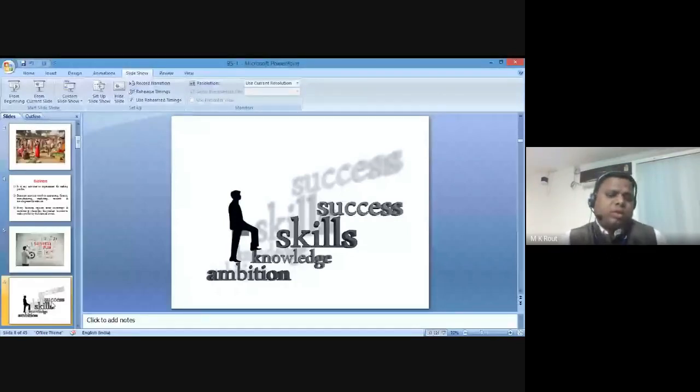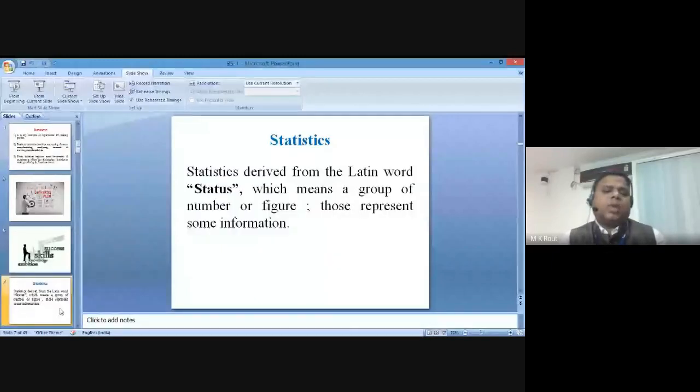Then moving to the next one, statistics. As you know, the word is derived from the word status, which means a group of a number of figures that represent some information. Suppose during your summer internship, in the upcoming semester, the college will assign you to different internship programs. There is a mentor who guides some students, and these students are sent to different companies.